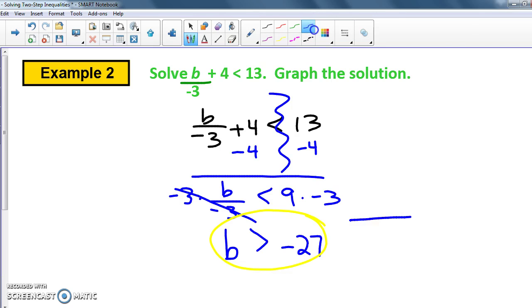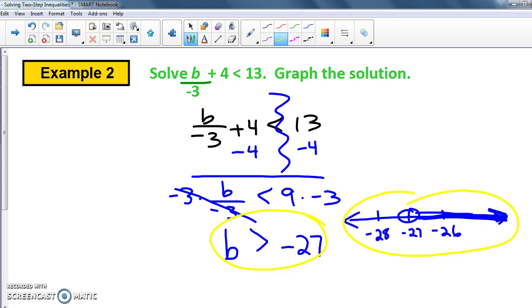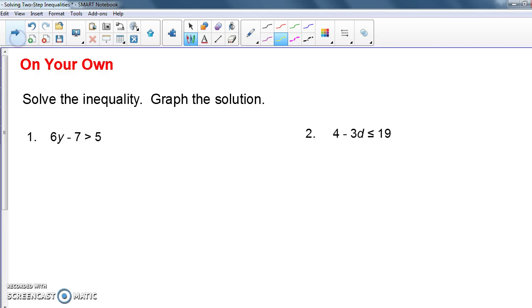Now I'm going to go ahead and graph it over here. It gets an open circle, and it goes to the right. Okay, so there's my graph for b is greater than negative 27. So you guys, what I'd like you to do is pause the video here, do these two on your own, and then press play and check it.